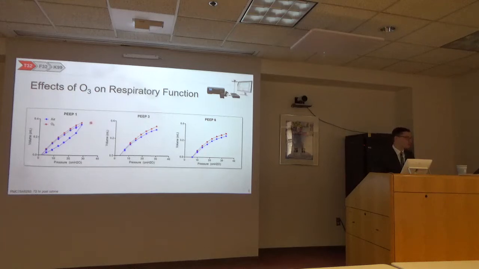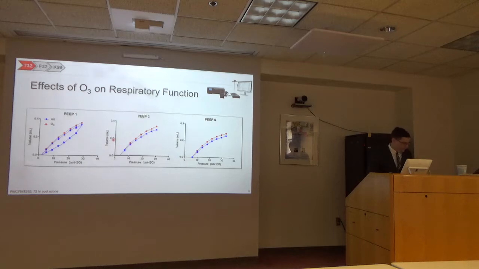Then we perform this perturbation, this PV loop, at increasing PEEPs, or positive end expiratory pressures. The purpose of doing this is to determine whether any effect on inspiration or expiration is a result of atelectasis, or alveolar collapse. So you can see that this curve is started farther along the x-axis, meaning it's starting at a higher pressure.